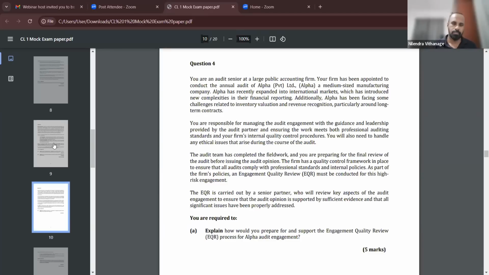Look at part A. Question 4, part A: Explain how would you prepare for and support the engagement quality review EQR process for Alpha audit engagement. Sri Lanka Standards on Quality Management number 1, Sri Lanka Standards on Quality Management number 2, in firm level and engagement level quality management, as well as audit documentation, Sri Lanka Auditing Standard 220. These three standards are what the question revolves around: SLSQM 1, SLSQM 2 and SLAUS 220.